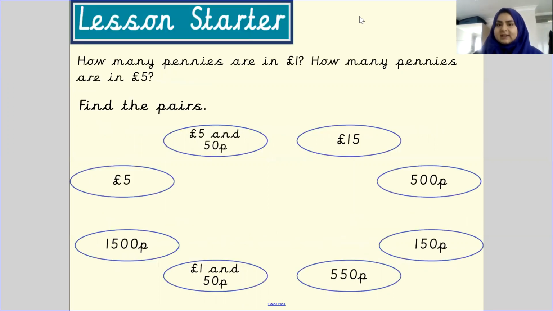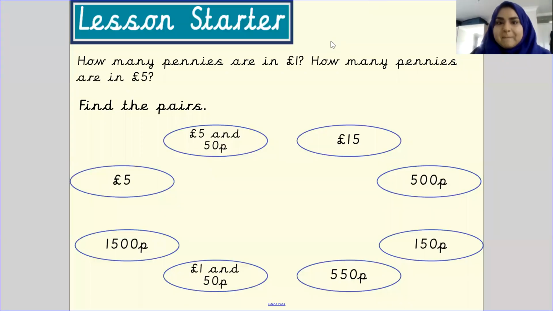Now, what I'd like you to do is pause the video and grab yourself a mini whiteboard and pen, or a paper and a pencil. So now, for our starter, I want you to have a look at this question and work it out. It says, how many pennies are in £1? How many pennies are in £5? I had actually told you last week how many pennies are in a pound. So if there's 100 pennies in £1, how many do you think are in £5? Pause the video now and do this activity.